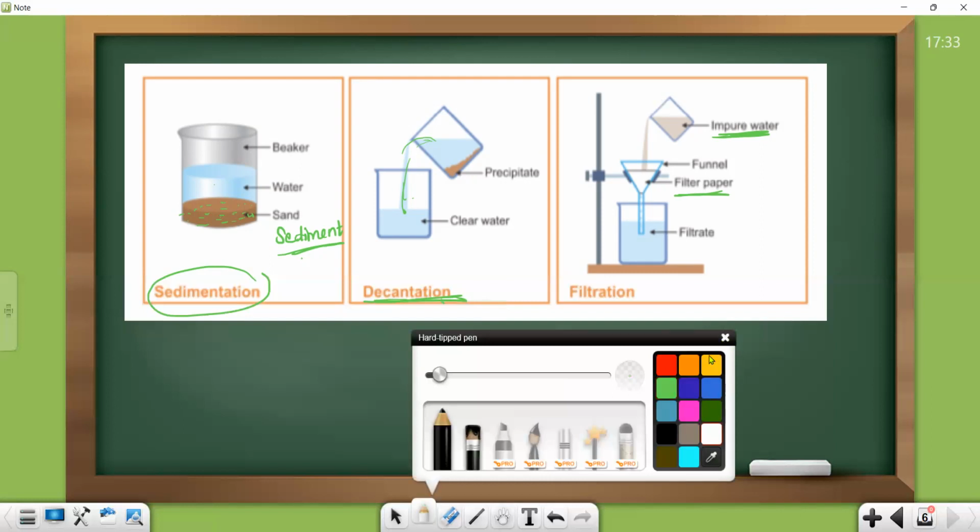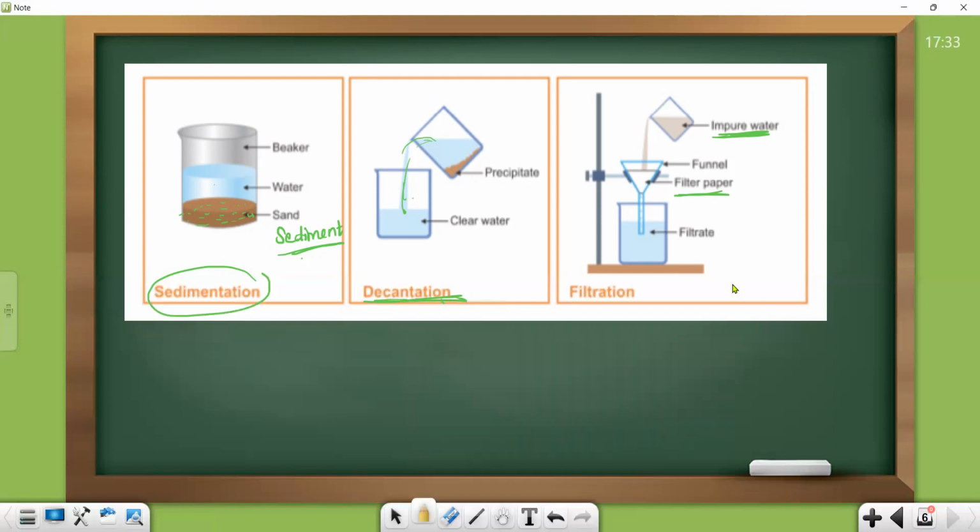Okay. Now we will see one by one. So what does sedimentation mean? When a heavier component in the mixture settles after water is added to it, that process is called sedimentation. So let me write.